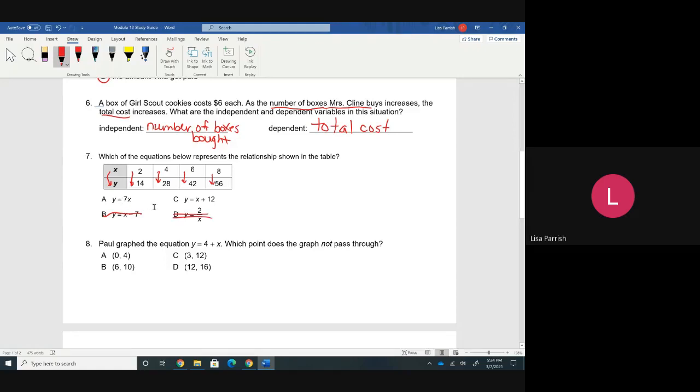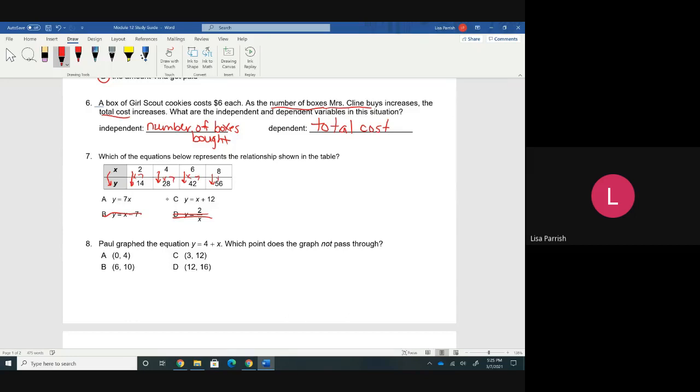That's already eliminated two choices just by looking at that part. Okay, so what can I do to 2 to get to 14? Well, I can multiply by 7. I can also add 12. So I've got to decide, though, which one of those rules holds true for the other problems. Well, 4 plus 12 is only 16, but 4 times 7 is 28. So my rule for each of these is times 7.